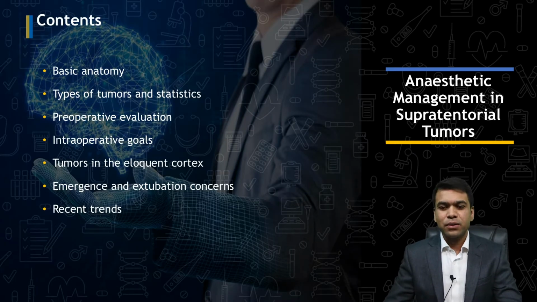So this presentation goes in this direction. First, I'll be discussing the basic anatomy, then types of tumors, a little bit of statistics, and preoperative evaluation of the patients, intraoperative goals, tumors in the eloquent cortex, emergence and extubation concerns, and the recent trends. This presentation will be more about the practical aspects of dealing with supratentorial tumor surgical anesthesia.